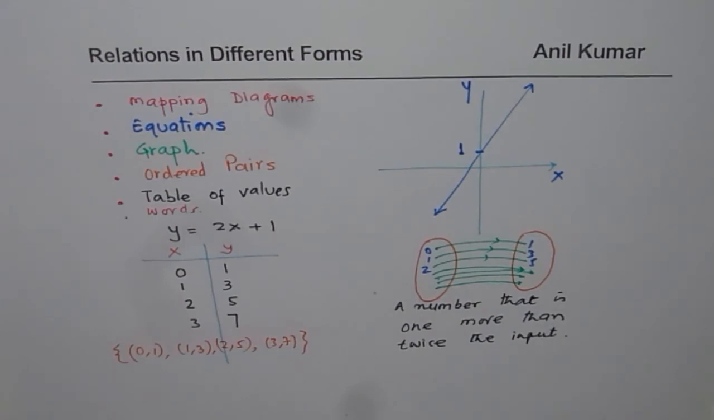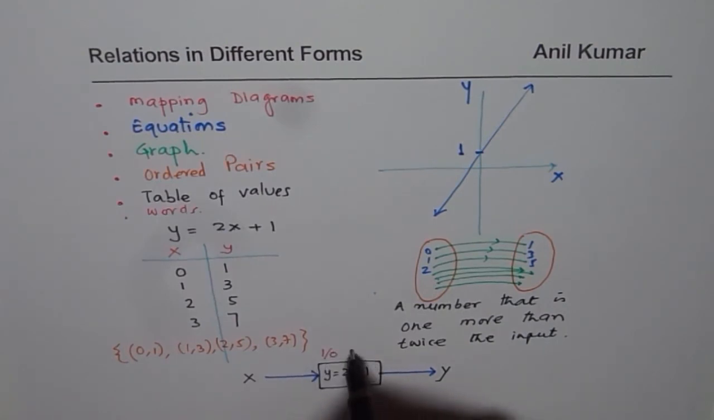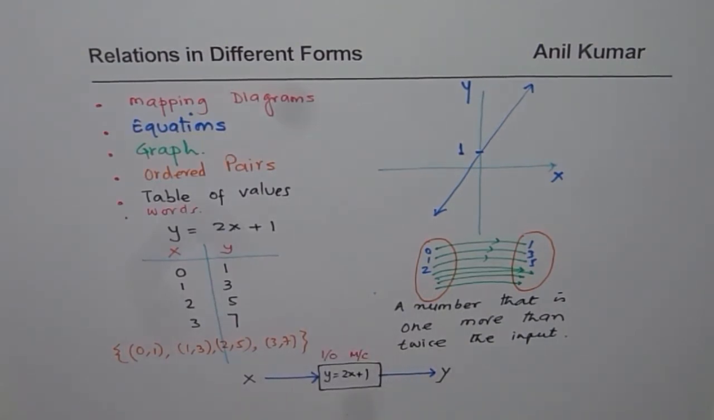And that reminds you that a relation could also be represented in the form of an input-output machine, right? So we could also represent this as an input-output machine where x, the independent variable, is the input and y, the dependent variable, is the output. So x is the input, y is the output, and the relation is y equals 2x plus 1. So that becomes an input-output machine. That is another way of representing a relation.